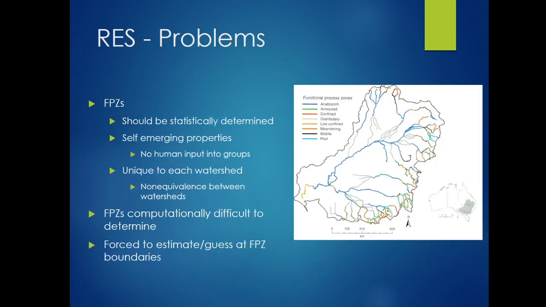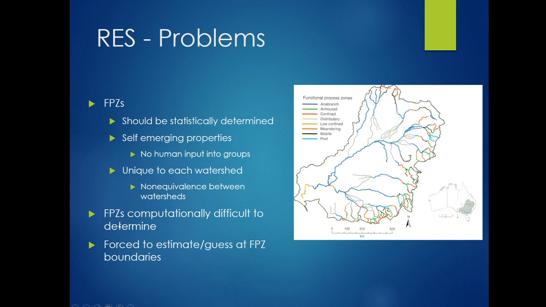So I think what's happening here is these FPZs need to be statistically determined, okay? And this is the Murray-Darling River Basin in Australia, right down here in Southeast Australia. You can see all these different functional process zones, and the anabranching here and the armored and the confined sections that we find in this river basin don't really translate to other watersheds. Even just nearby watersheds, you would have to do your own type of analysis.